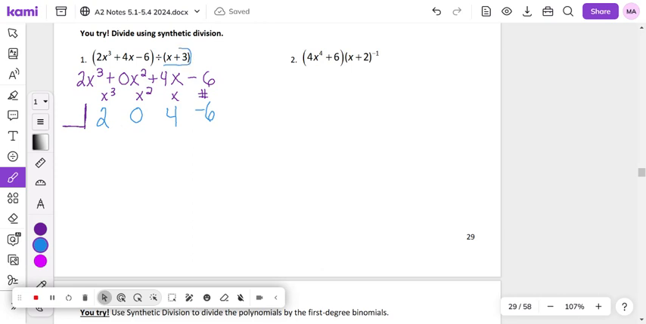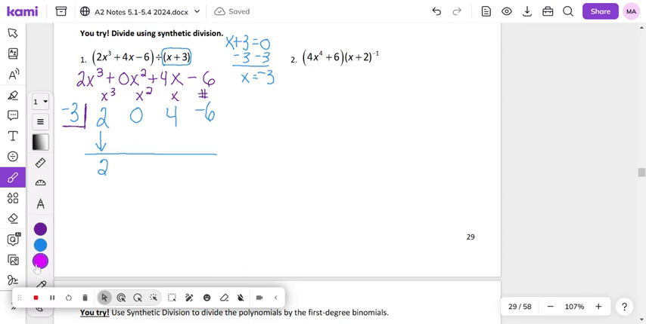Now we have to figure out what to put in the pocket. So we take that x plus 3, our divisor, we set it equal to 0 and solve. This is a little baby equation, so we get x equals negative 3. So we will put the negative 3 in the pocket. We simply bring down the 2, and now we start with mama, mama, mama. We're going to multiply and add, multiply and add, multiply and add. Go ahead and try to do that. Pause the video and let's see what you get.